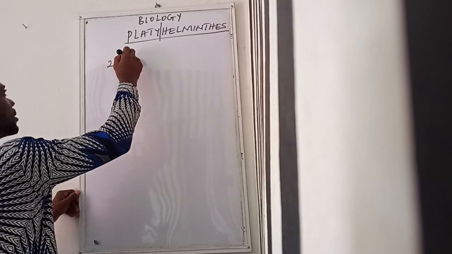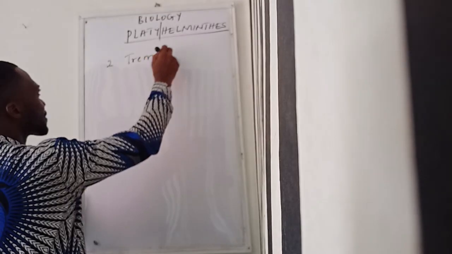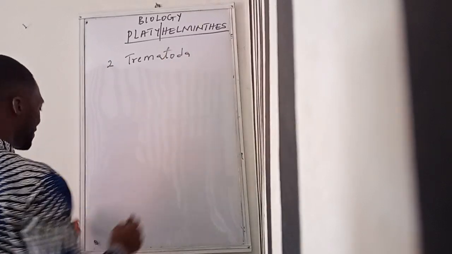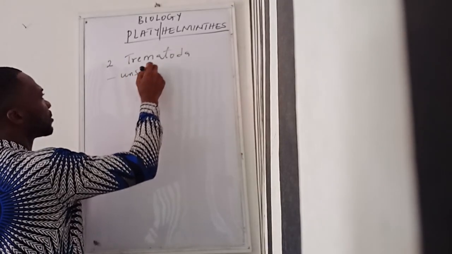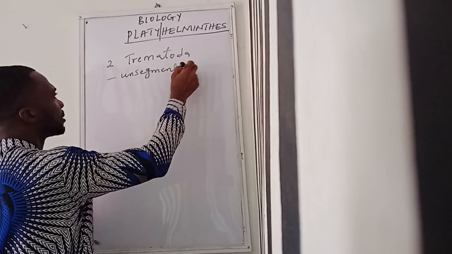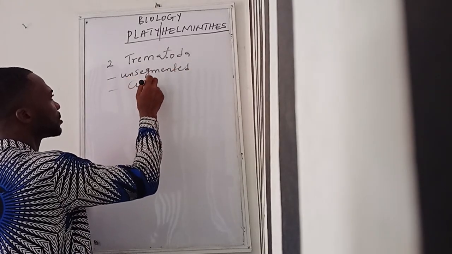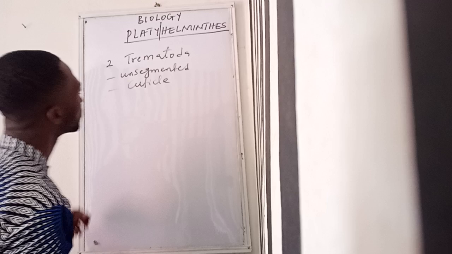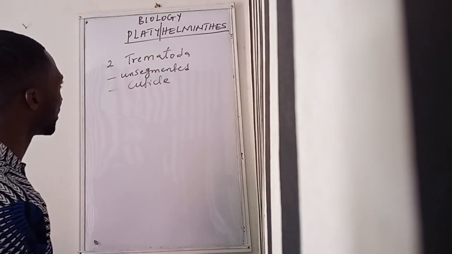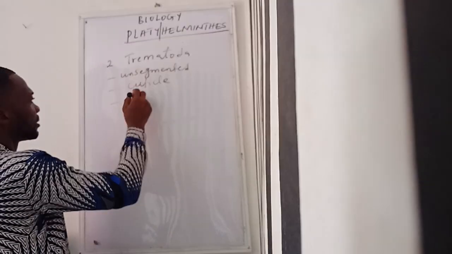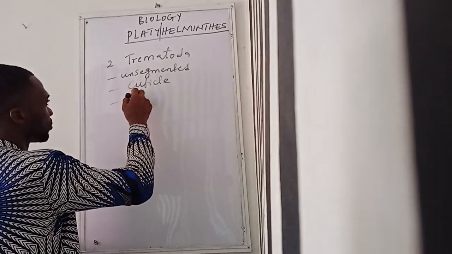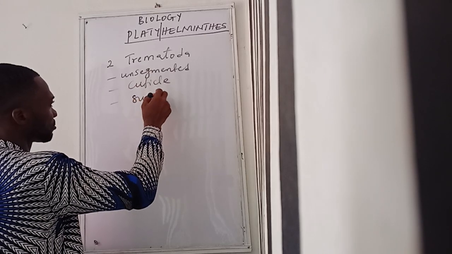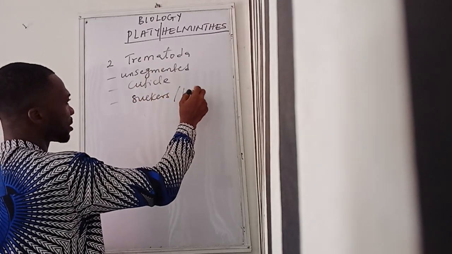The second one is Trematoda. Trematoda characteristics: members are unsegmented. Then cuticle is present. Then of course, they have hooks and suckers.